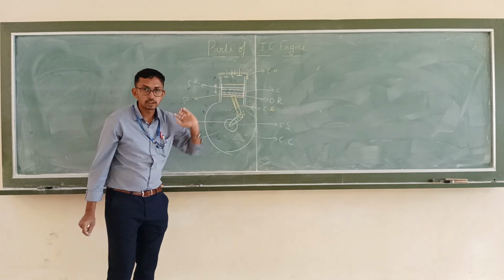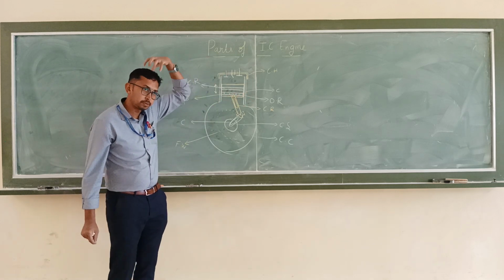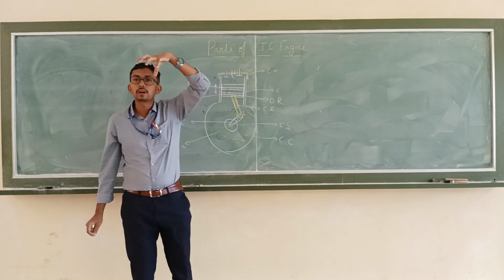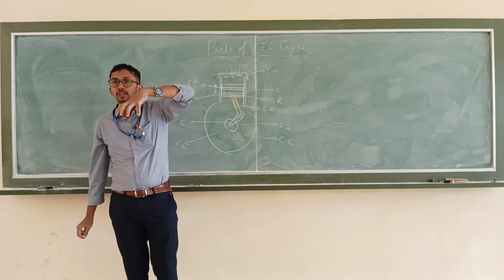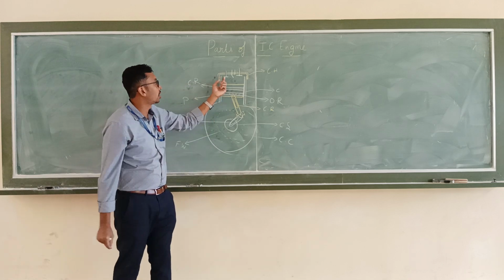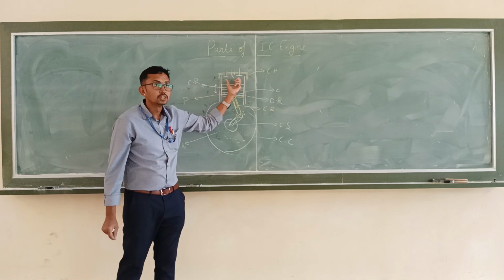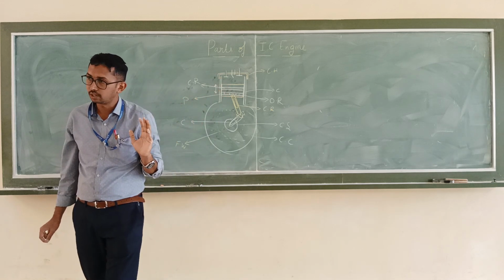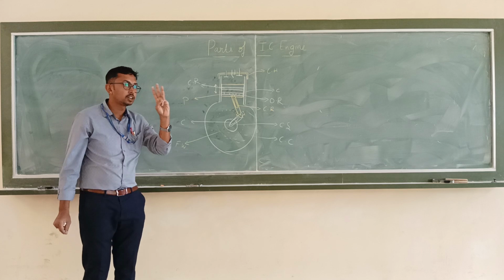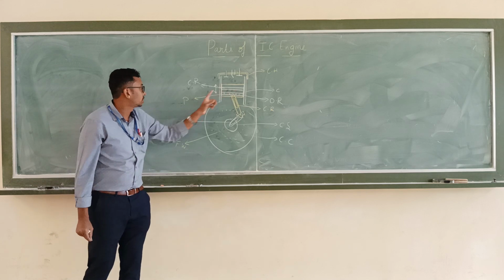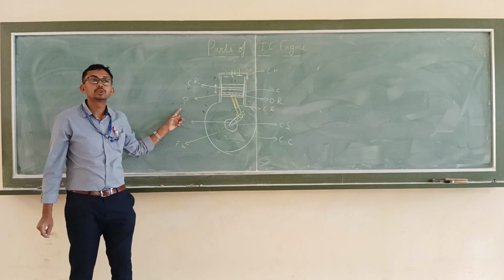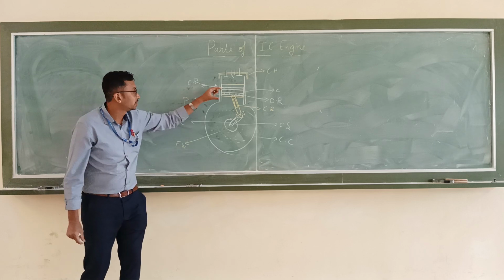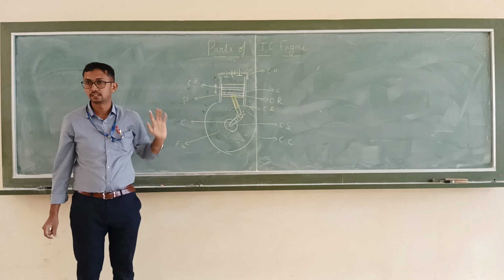So cylinder is over. Next is what? Cylinder head. It is the top covering of a cylinder, which has a provision for inlet and exhaust valve, spark plug or fuel injector. Is it clear? So that's the second part. What is the third part? Piston. It is a solid cylindrical component which reciprocates inside the cylinder.